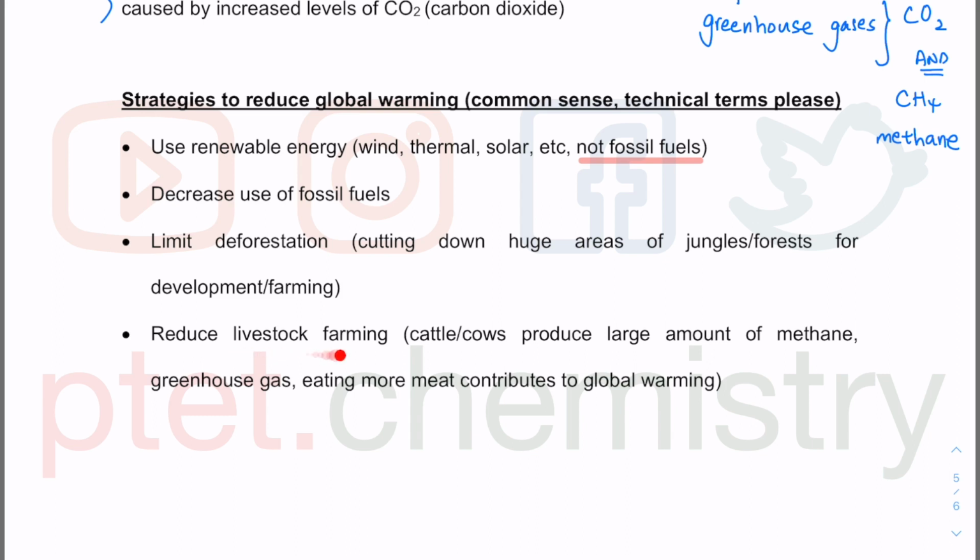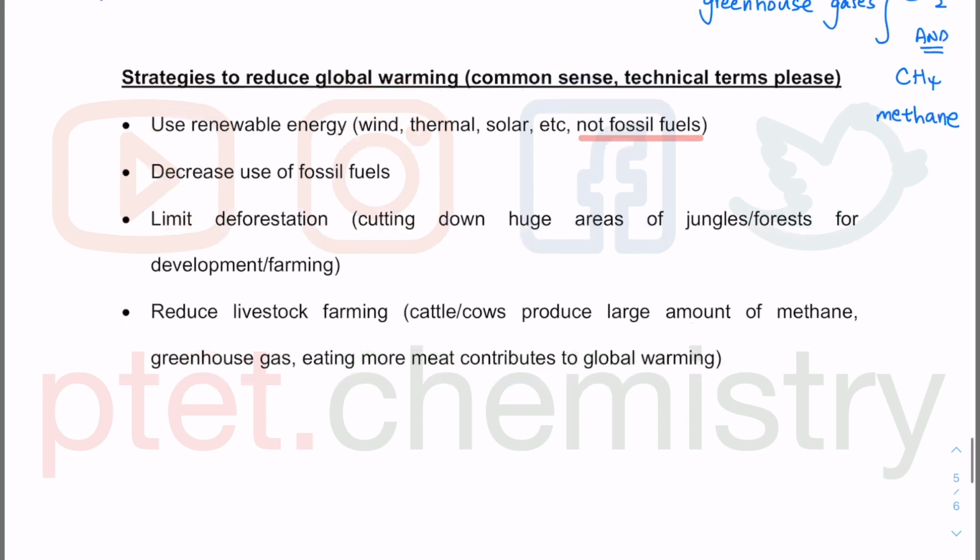Okay, to reduce livestock farming, so all the cattle and the cows, they give off a large amount of methane. So methane is a greenhouse gas that causes global warming. If you reduce livestock farming, as I said earlier, people who believe in climate change do their part by going vegetarian, so they no longer eat meat. If people don't want meat, they will try and reduce livestock farming, because less and less people want to eat meat, and therefore this will reduce the large amount of methane that causes global warming.